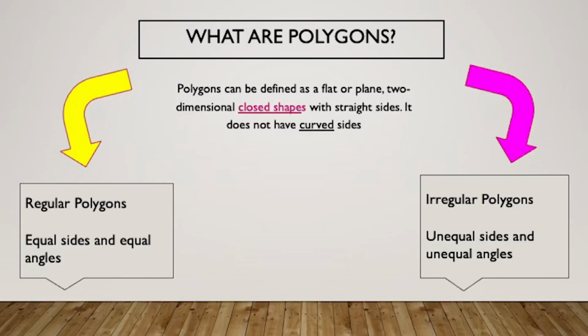We can classify polygons into two groups. Do you remember what these groups are? Awesome. Regular and irregular polygons. Remember, regular polygons have all sides and angles equal, and irregular polygons have unequal sides and unequal angles.